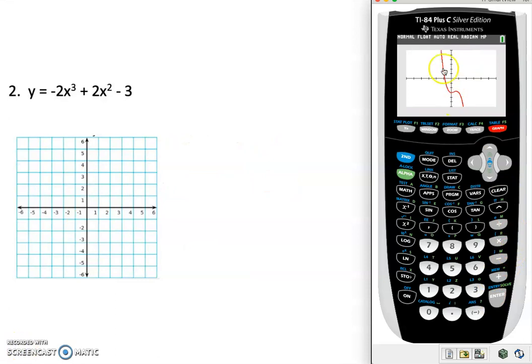For number 2, I've already sketched it in my graphing calculator, and I know that I need my zeros. So I'm going to use the graphing calculator to find it since it's not in factored form. So I'm going to do second trace, option 2 for zeros. It's going to ask me 3 questions, remember: left bound, right bound, guess.